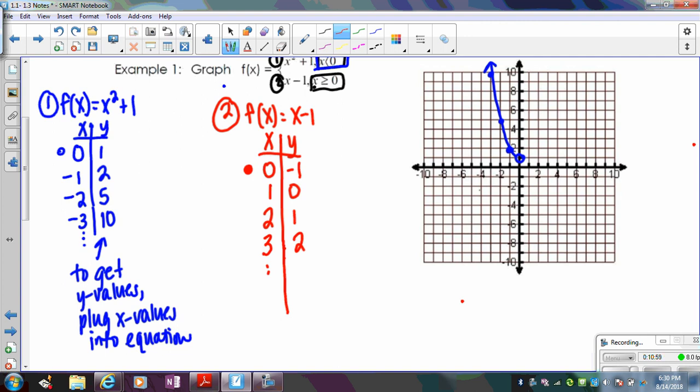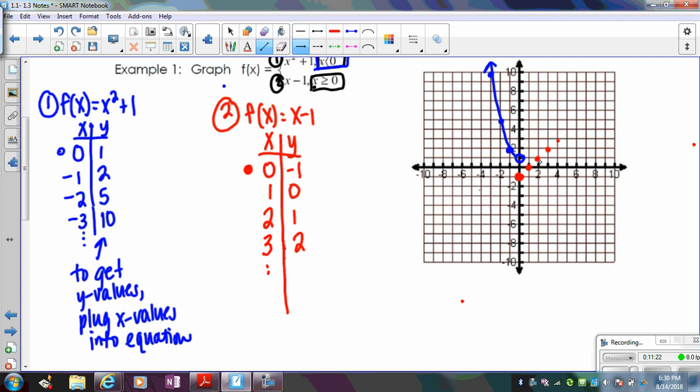So then I go ahead, 0, negative 1. That's going to be filled in this time because it includes it. 1, 0, still filled in. 2, 1. 3, 2. You can kind of see your pattern here. The slope is up 1 over 1. So you could plot more if you want. Or at this point, just take a straight edge or a ruler.